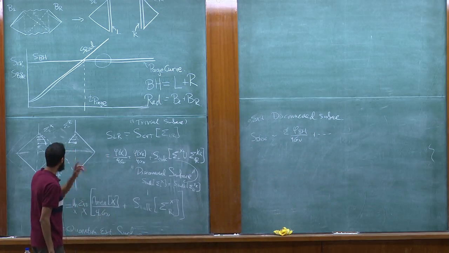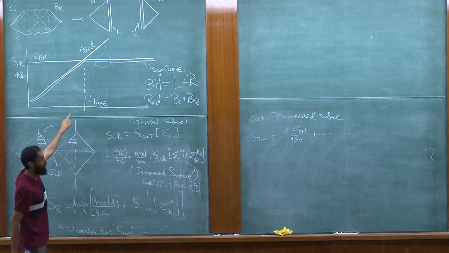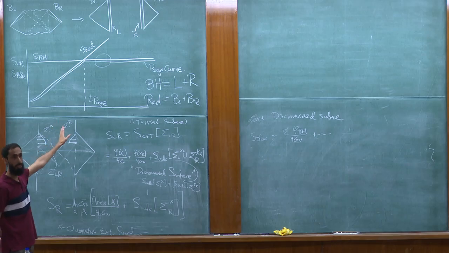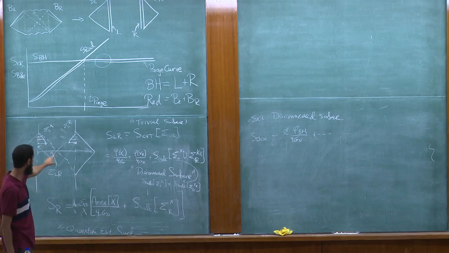So it reproduces that expectation, that it's equal to the Bekenstein-Hawking entropy. Remember, the Bekenstein-Hawking is double the area. And the matter part is not important. It's a small term. It is important in the extremization procedure of finding that this surface is extremal.